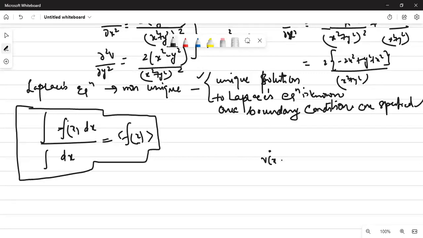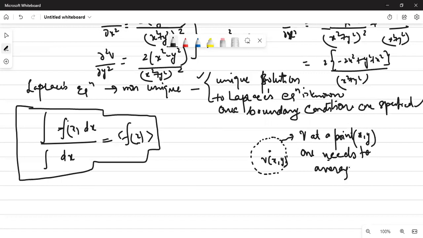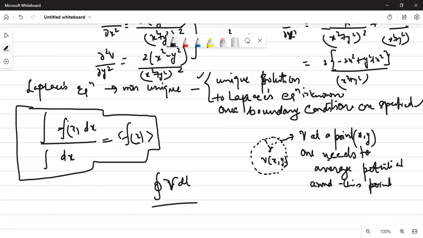Now in two dimensions, we would need something different. If I have my V as a function of x, y, and I want to find the value of V(x, y), all I need to do is move around in a circle. I will find the average value of the potential over the circumference and divide it by the circumference. So in order to find V at a point (x, y), one needs to average the potential around this point. The best way would be to go equidistant, let's say at a radial distance r. All I need is to integrate V dl over this entire circumference divided by the integral of dl. So this will be my V(x, y).